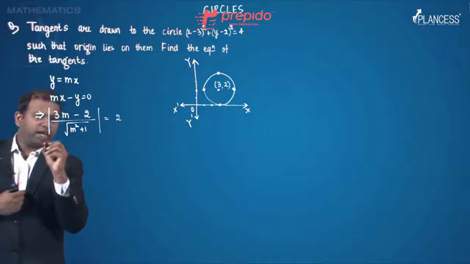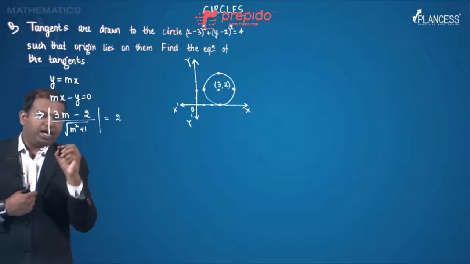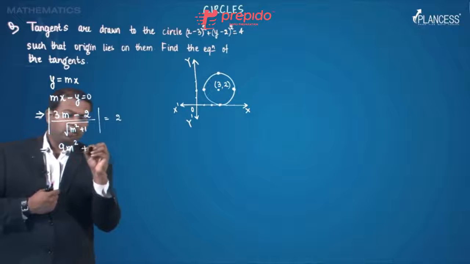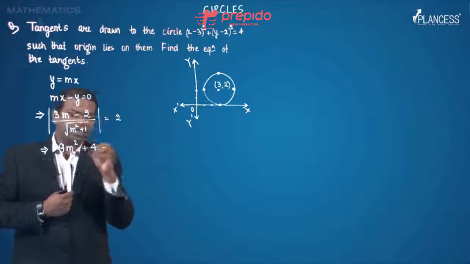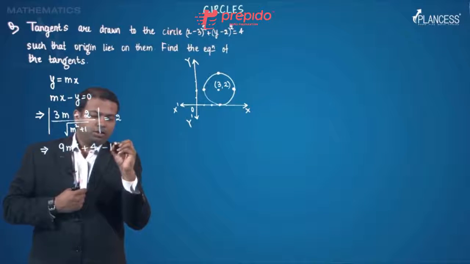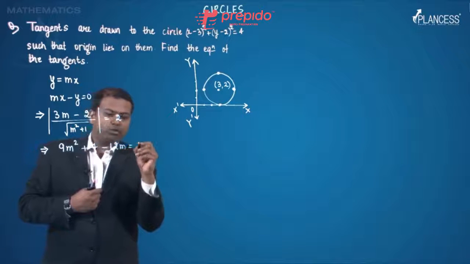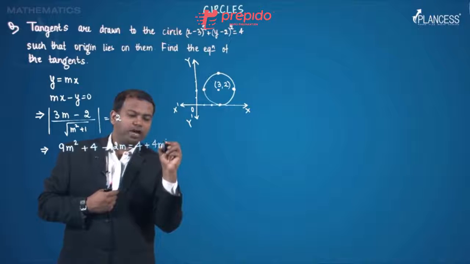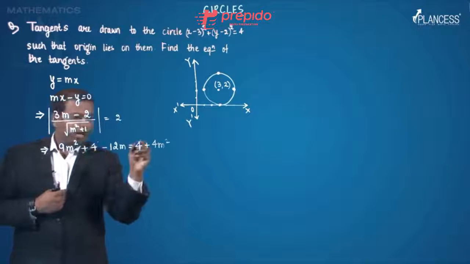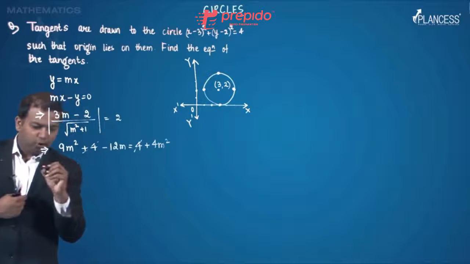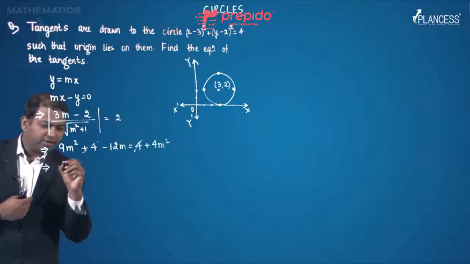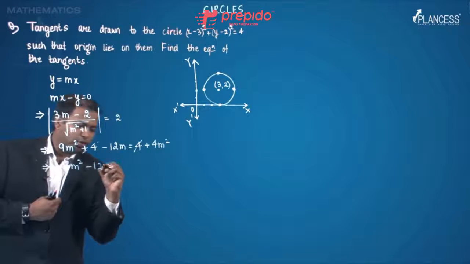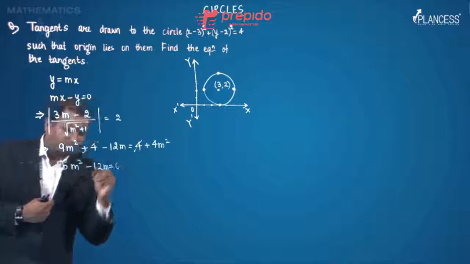Now on squaring both sides, what we have is 9m square plus 4 minus 12m is equal to 4 plus 4m square. 4 and 4 get cancelled, and what we have is 5m square minus 12m equal to 0.